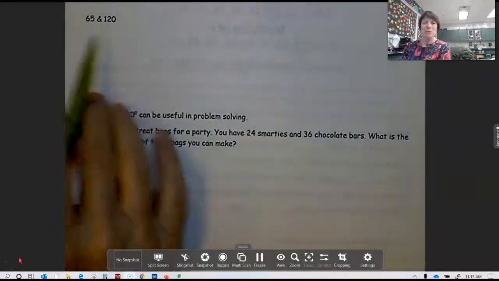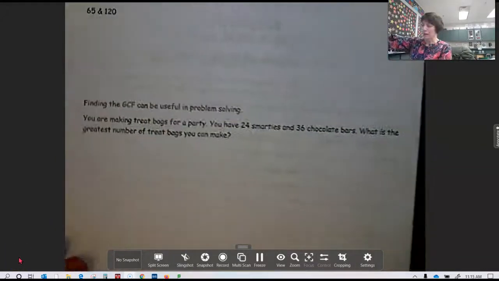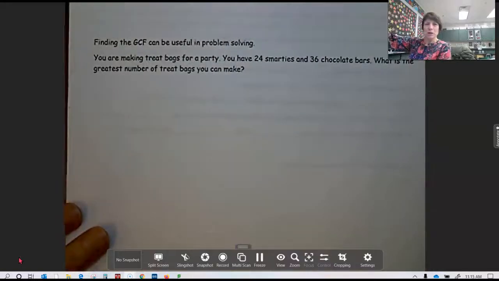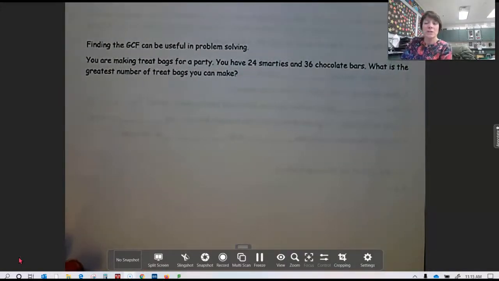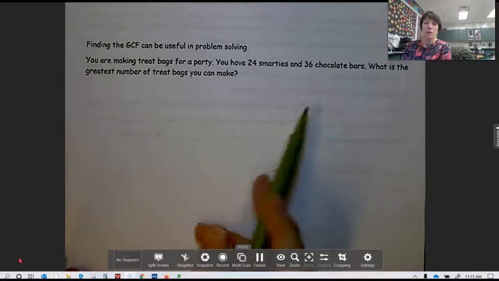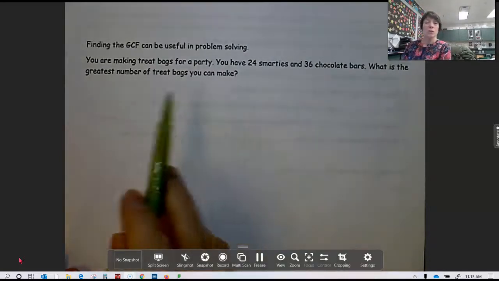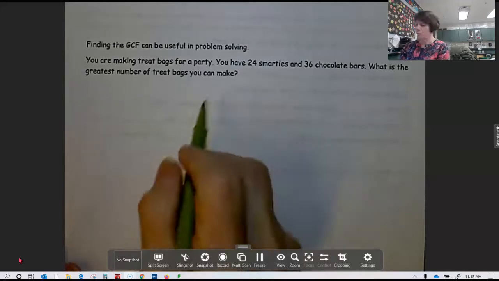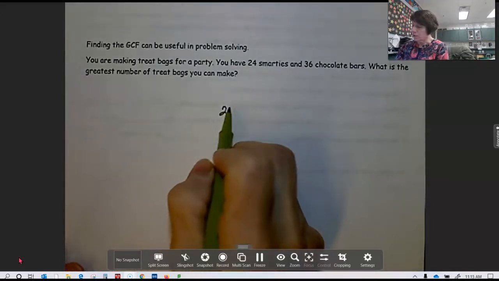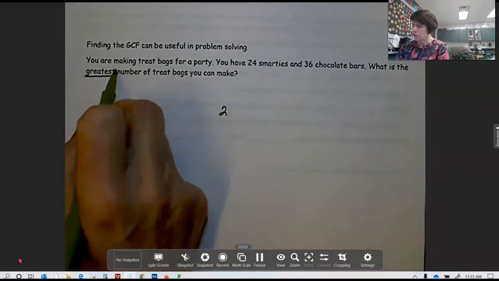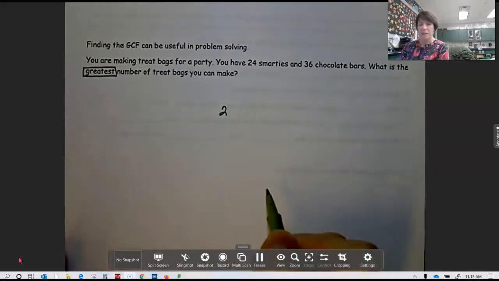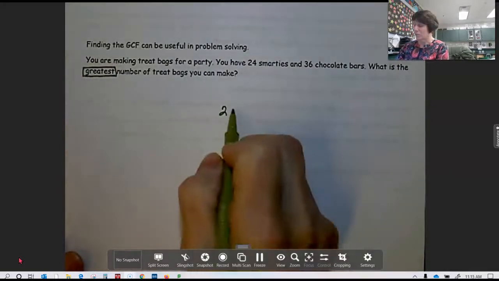All right, I'm going to skip the 65 and 120 for right now. Go down here to a situation where finding greatest common factor can be a practical skill. This says you are making treat bags for a party. You have 24 Smarties and 36 chocolate bars. What is the greatest number of treat bags you can make? Notice the word greatest here. That's our cue that we're looking for the biggest number that will divide into both of these.